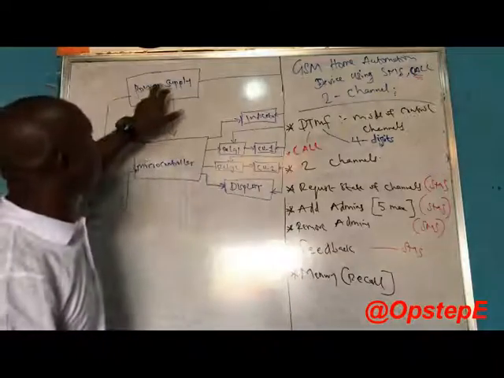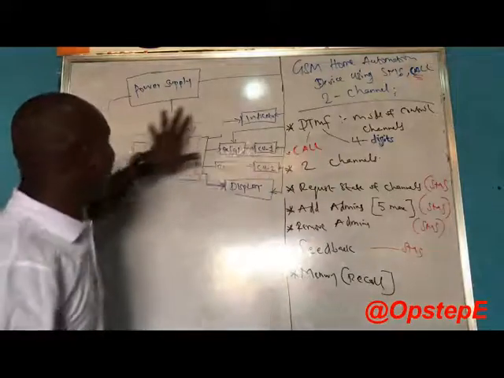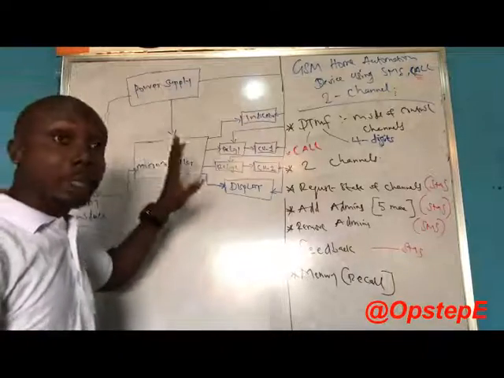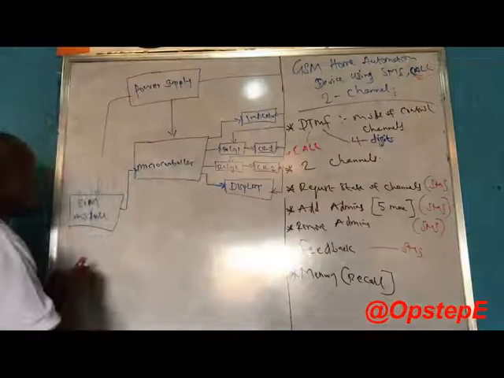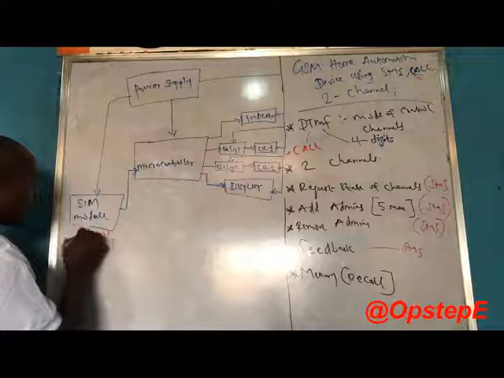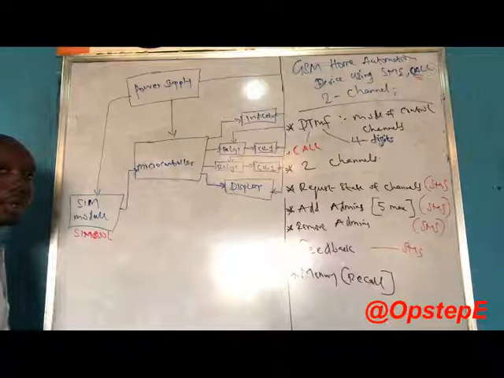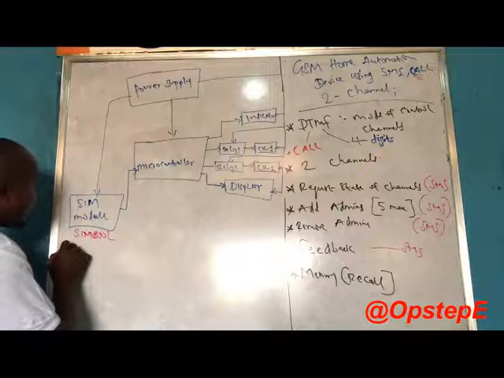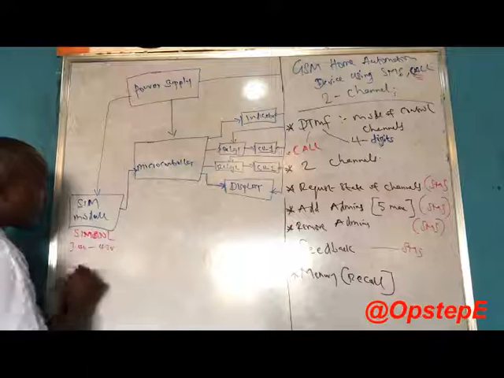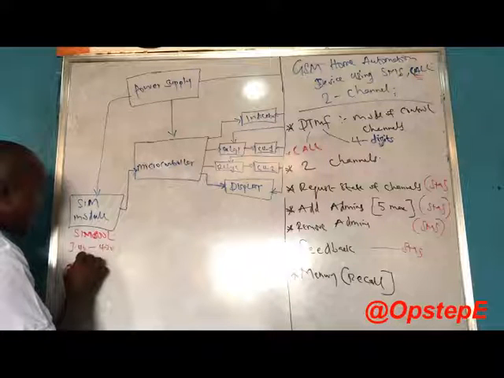So also, before you can begin to discuss your power supply, you need to know what the power requirements for all of these modules are, and make sure that your power supply can actually provide it. First of all, understand that the SIM module we are using is called SIM800L, and it operates between 3.4 volts and 4.3 volts. It requires this voltage at around 2 amps.